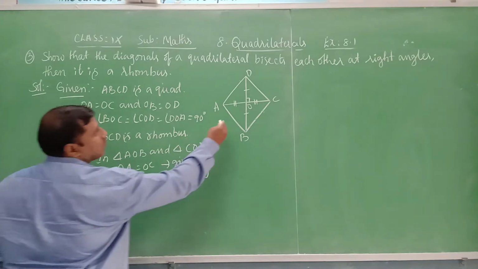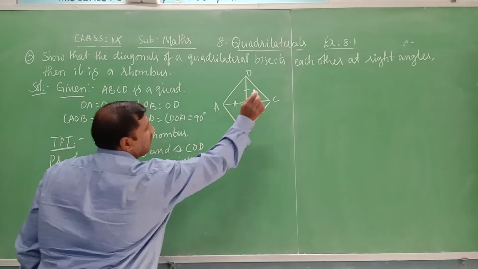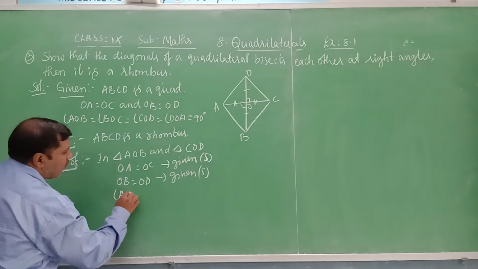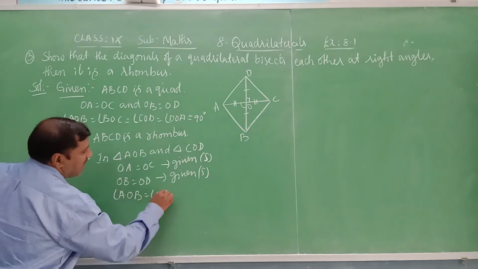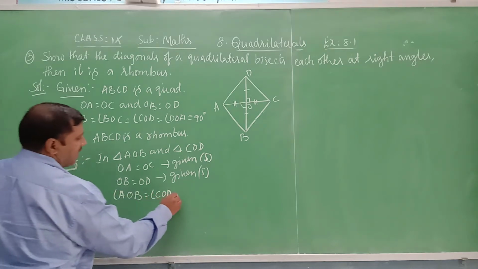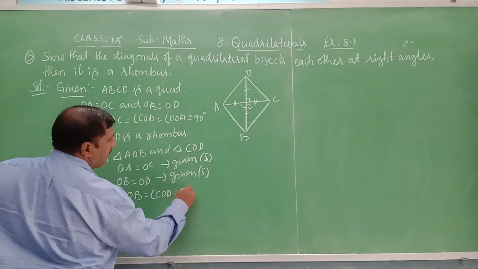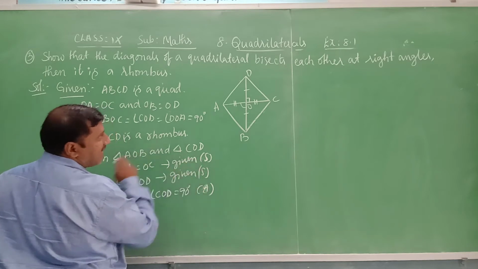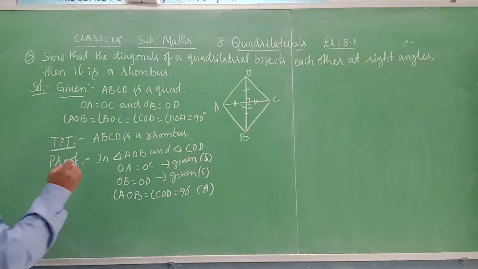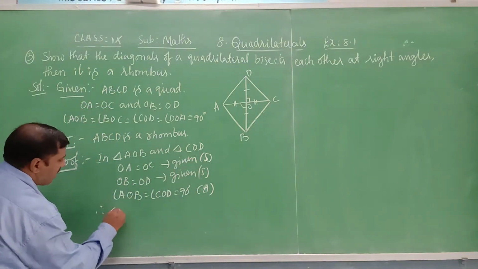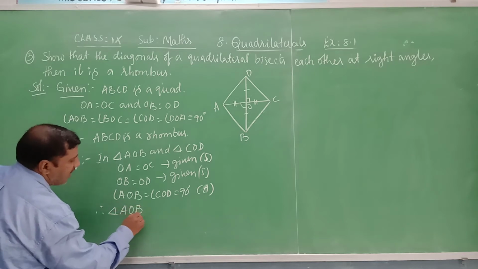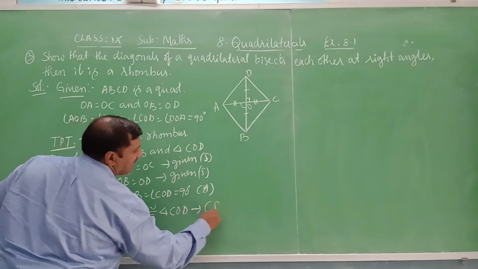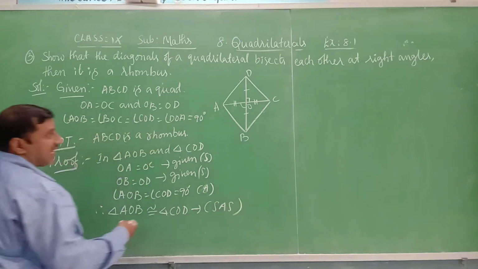And what about these two angles? Both are right angles and they are vertically opposite angles also. They are equal. That is angle AOB is equal to angle COD, each 90 degrees. That is also given, angle. Now by side angle side congruency, therefore triangle AOB is congruent to triangle COD by SAS congruency criteria.